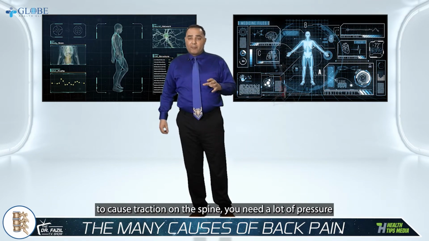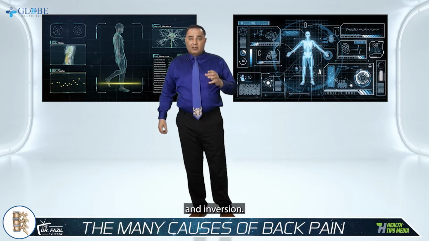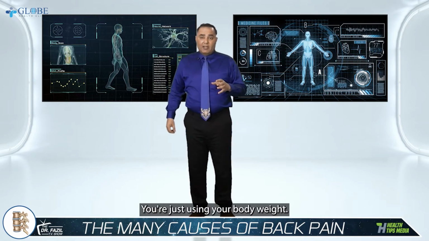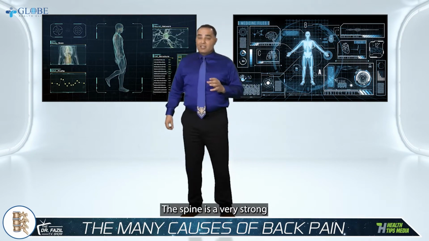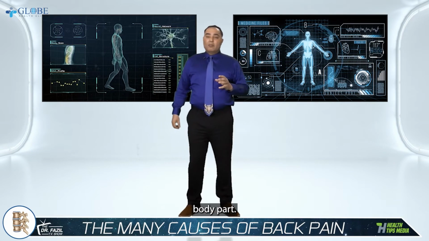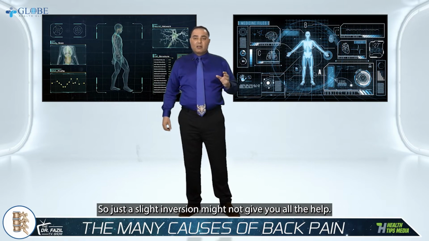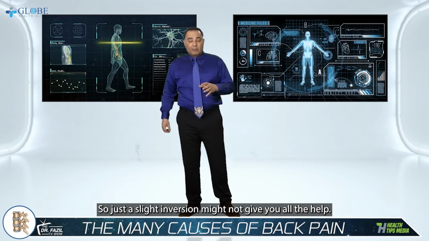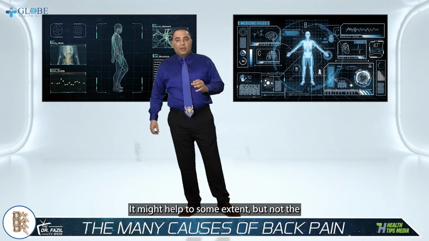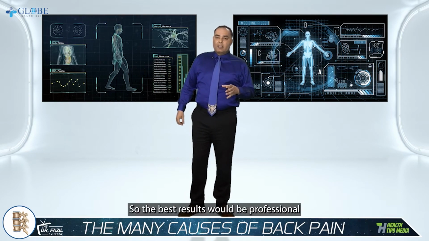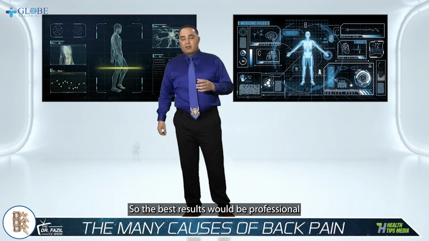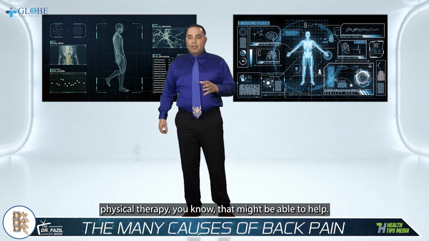spine, you need a lot of pressure. And with inversion, you're just using your body weight. It is not enough to cause traction on the spine. The spine is a very strong body part. So just a little inversion might not give you all the help. It might help to some extent, but not the best results. So the best results would be professional physical therapy, that might be able to help.